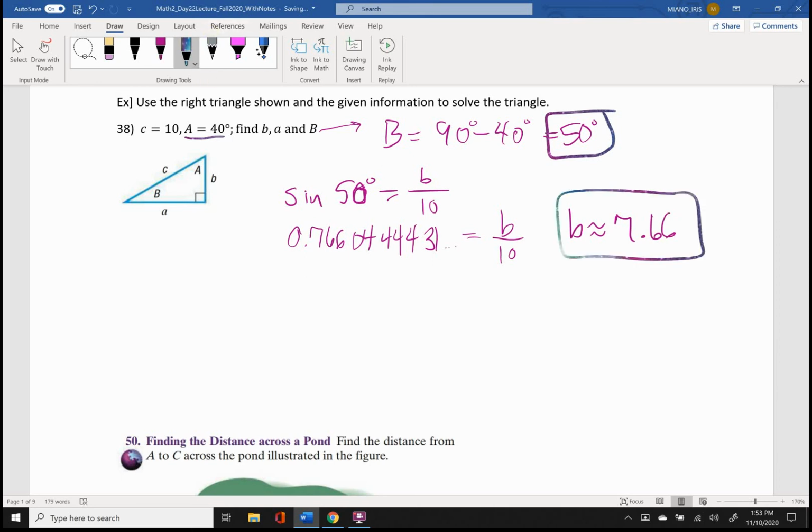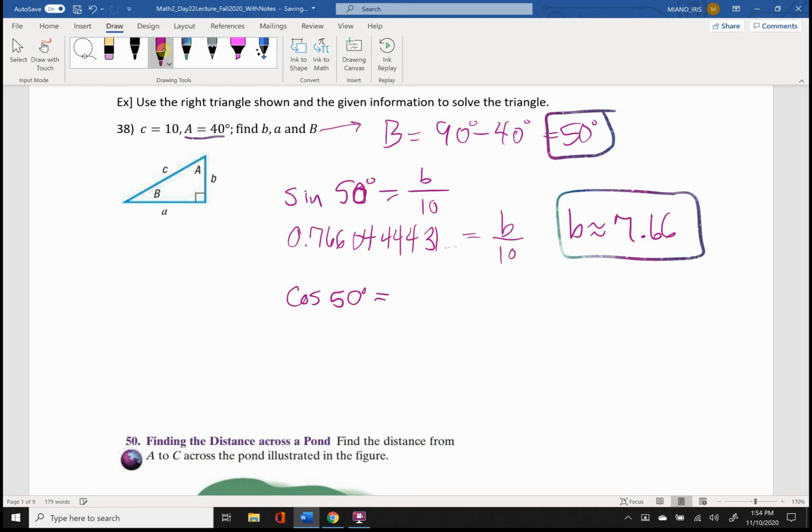Lastly, we need to find the value of lowercase a. That's one of the leg lengths there. And so we can either do the sine of the 40-degree angle and label that a over 10, or we could do the cosine of the 50-degree angle. I'm going to choose to do the cosine of the 50-degree angle for no particular reason.